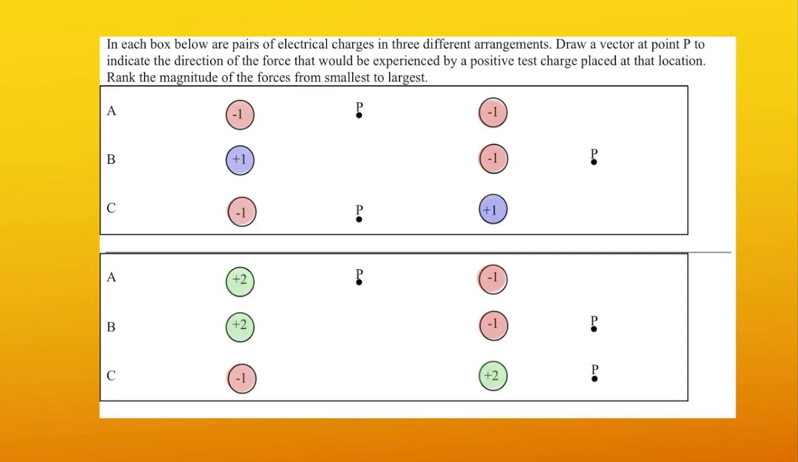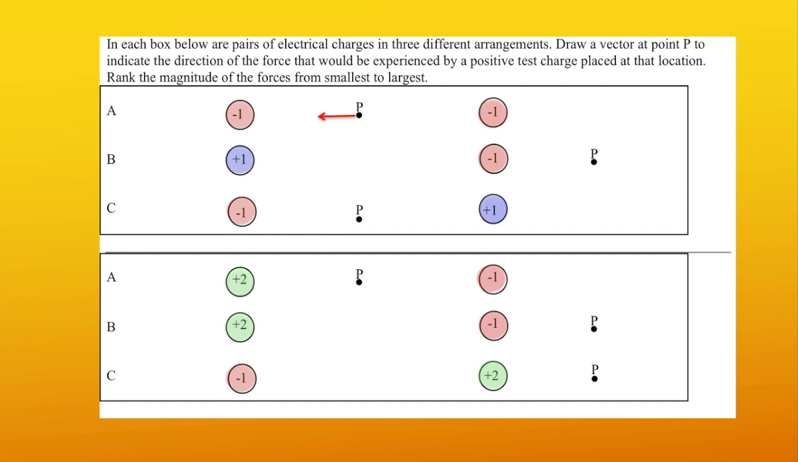Now let's take a look at a few other examples here. In each box below, there are pairs of electrical charges in 3 different arrangements. We want to draw a vector at point P to indicate the direction of the force that would be experienced by a positive test charge placed at that location. We also want to rank the magnitude of the forces from smallest to largest. So let's get started with the first one.